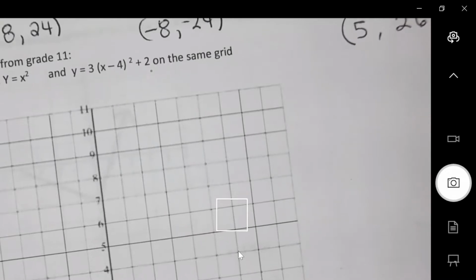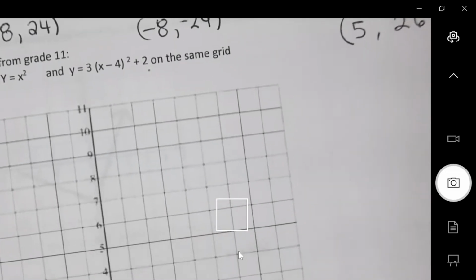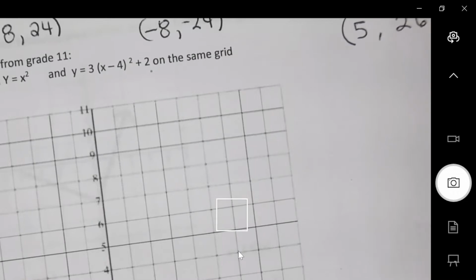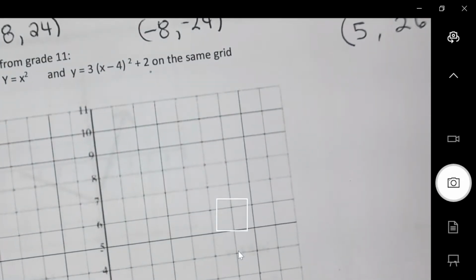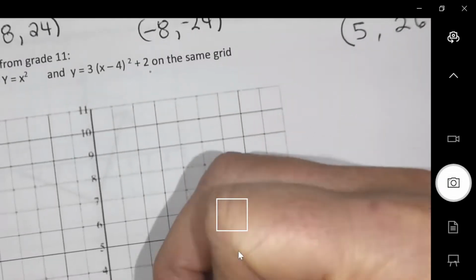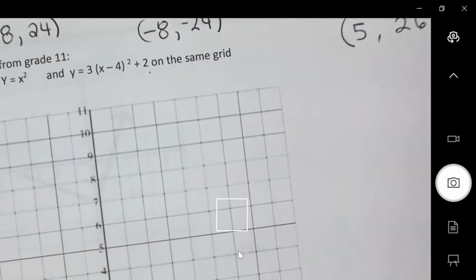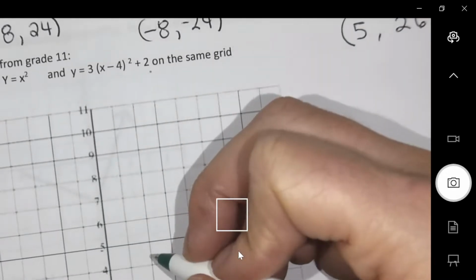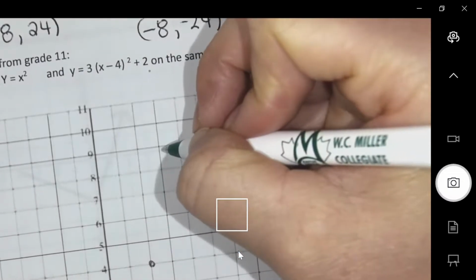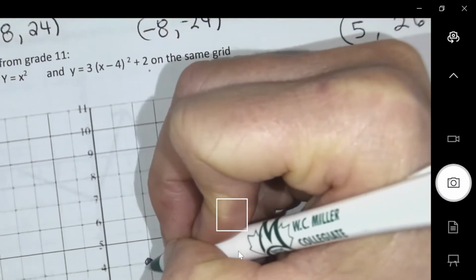Okay, grade 11. Let's graph y equals x squared. You remember how to graph just a parabola? What's your normal parabola look like? 0, 0? What's another point on a parabola? Just the normal parabola. 1, 1 is on a parabola. 2, 4. 3, 9. Can you flip-flop those points to the other side as well?